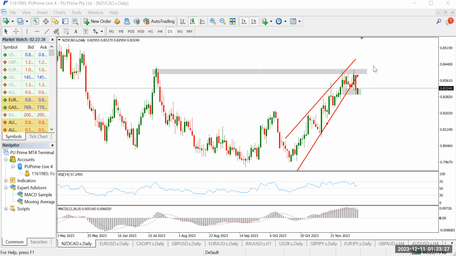All right, let's go to what we have for this week. This week is the 11th of December to the 15th of December, and I have quite a number of instruments I want us to look at, which will mature for trading in the course of the week. Now, the first one is New Zealand CAD.